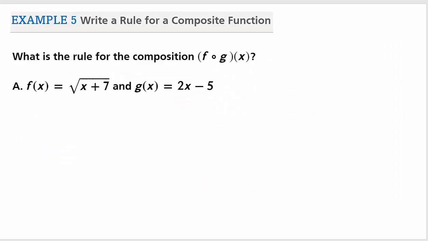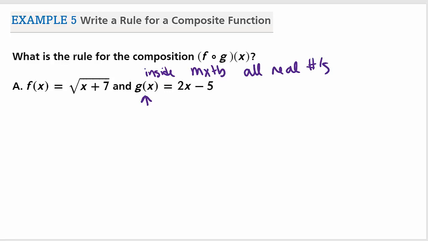So here is an example. We have a square root function, so a radical function, and a regular function. Before we actually find the composite function, let's identify what the domain is. So the g function, which is our inside, this is a line because it's in the form mx plus b, and the domain of a line is always all real numbers. So we don't actually have any restrictions for that inside function.